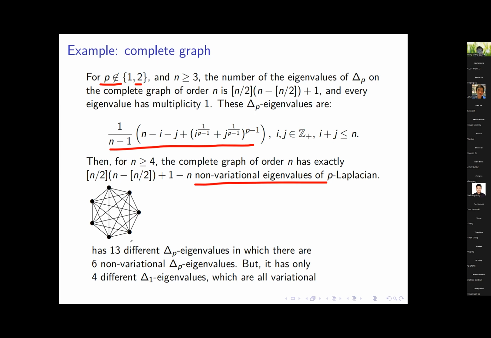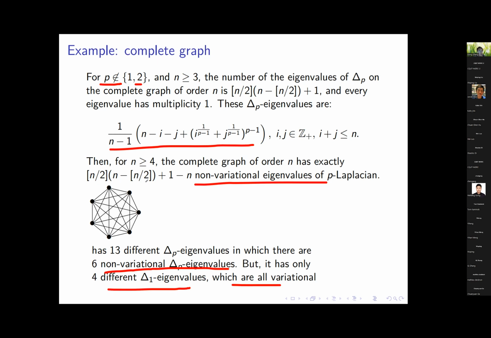Let's look at a complete graph of order 7. It has 13 different p-Laplacian eigenvalues, of which 6 are non-variational p-Laplacian eigenvalues. However, it has only 4 different 1-Laplacian eigenvalues, and they are all variational eigenvalues.